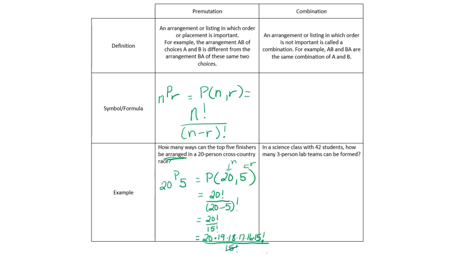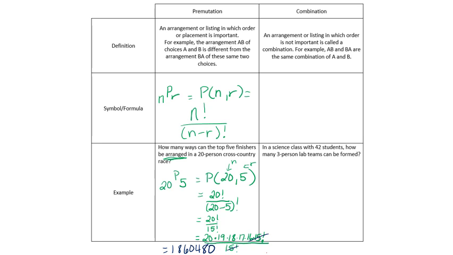So those would cancel. And all I would have to type in the calculator is 20 times 19 times 18 times 17 times 16, which is, I got 1,860,480. All right, so if I want to know how many different ways we have 20 people in a race, how many different ways could the first 5 people be arranged? It'd be 1,860,480. So that's a lot of choices.